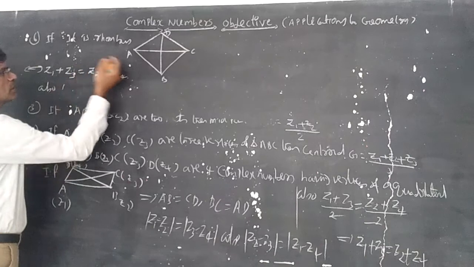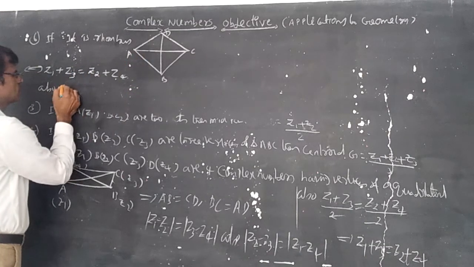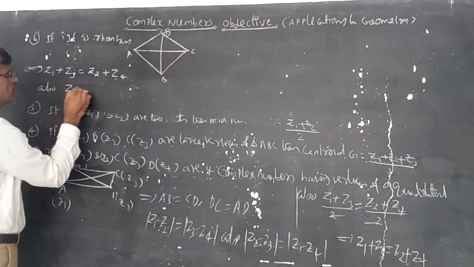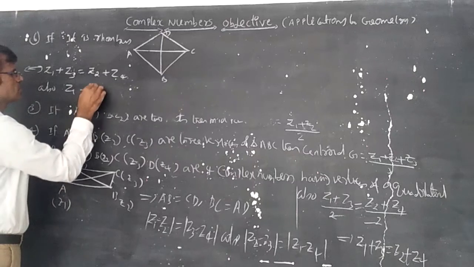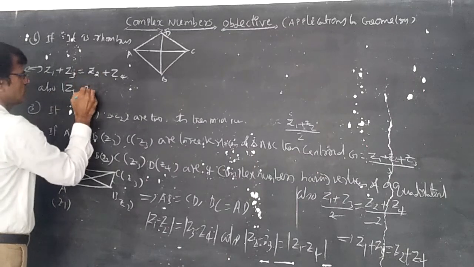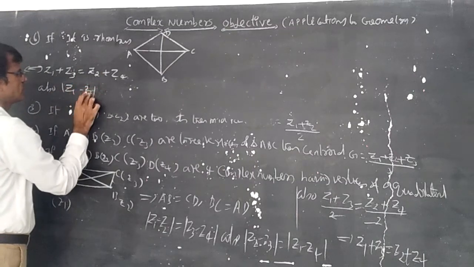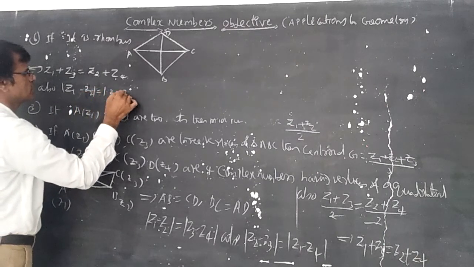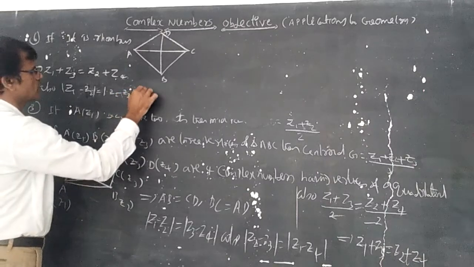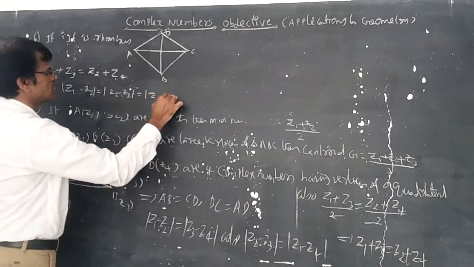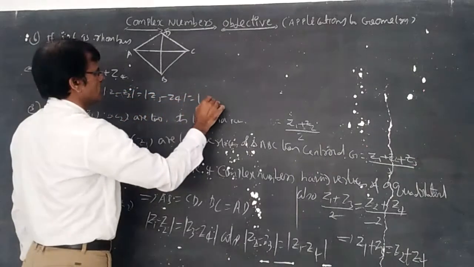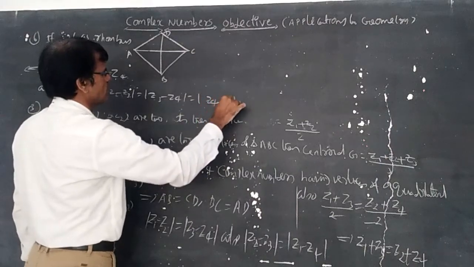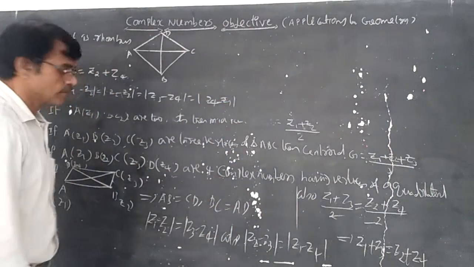Also, AB is equal to BC is equal to CD like that. So, what is meant by AB? Here modulus of Z1 minus Z2. Modulus of Z1 minus Z2 is equal to modulus of Z2 minus Z3 is equal to modulus of Z3 minus Z4 is equal to modulus of Z4 minus Z1. All sides are equal.